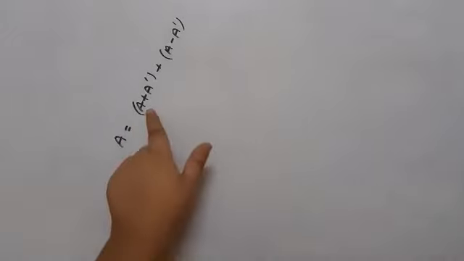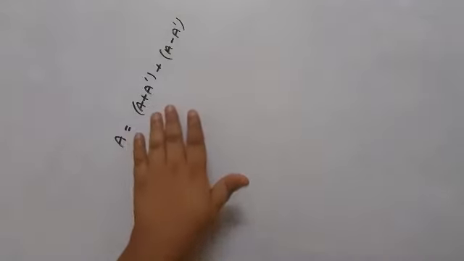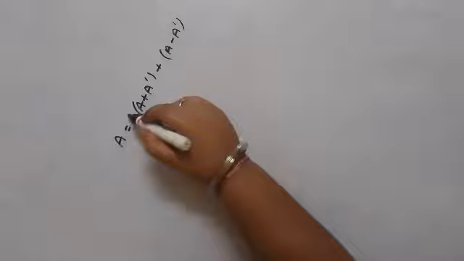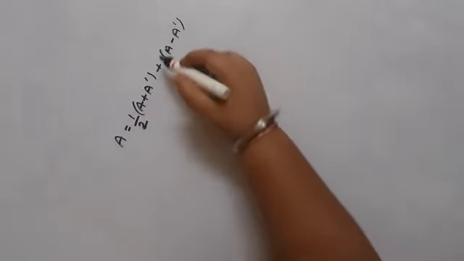Then the RHS part is A plus A, that is 2A, and A transpose minus A transpose, which equals 0. Then in the RHS there is a 2A, but in the LHS there is only A. Now both LHS and RHS are not equal, then how can we equate them? If we multiply both parts by 1 by 2, then it will be equal.